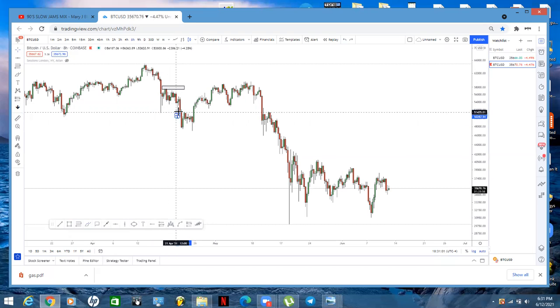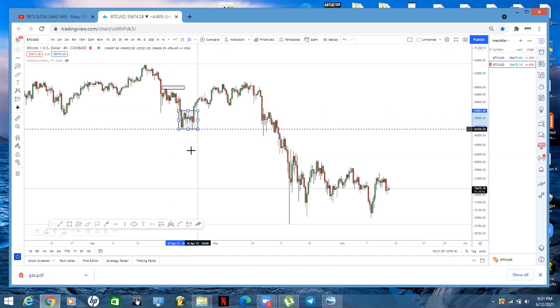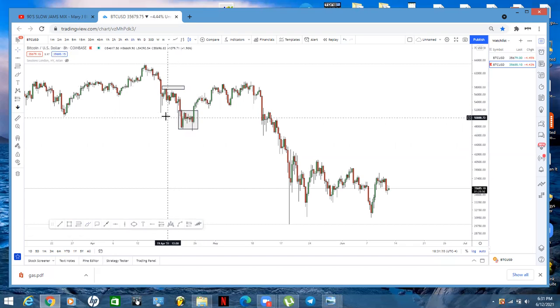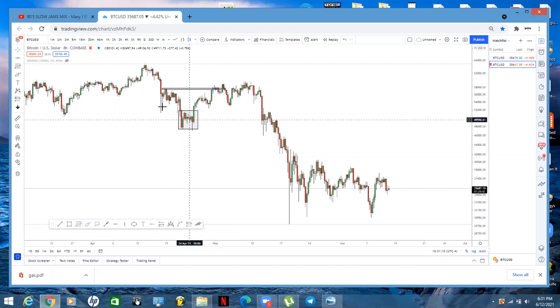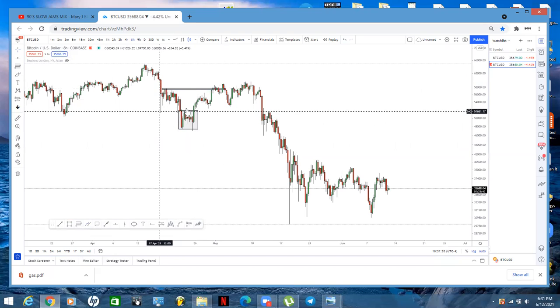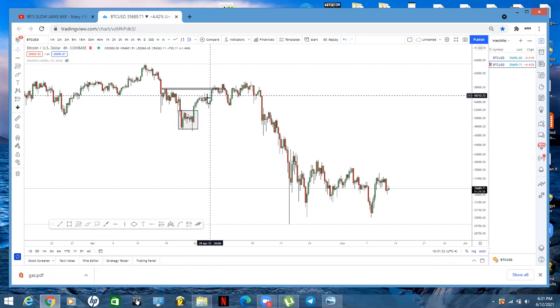So we know the banks got involved on this move right here. All right, and now they took out this liquidity, right? We know that the rest of the liquidity is up here. So the downside liquidity has just been taken out, and notice how they brought price all the way back up here to take out this liquidity.